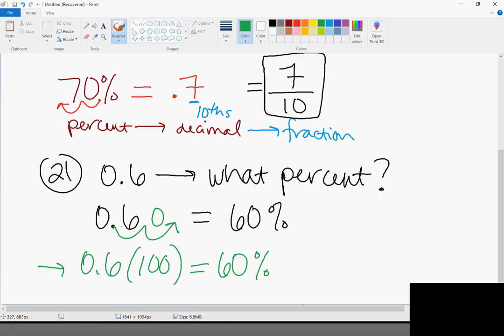I personally like the easier way, so I remember D comes before P in the alphabet. So all I have to do is remember I'm moving 2 places. Which direction I'm moving in depends on my little drawing here. Decimal to percent, 2 to the right. Percent to decimal, 2 to the left. All right?